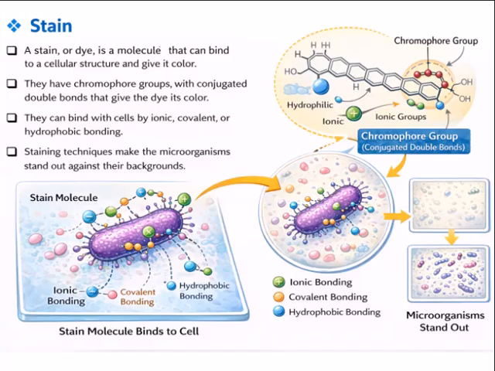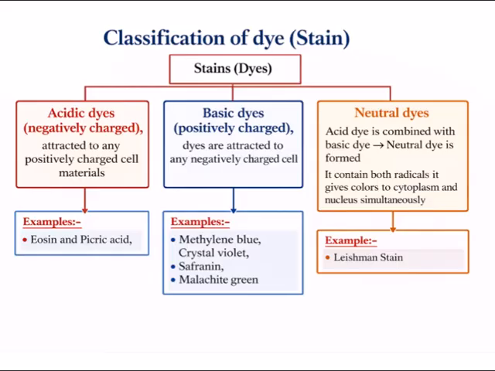The second one is covalent bonding, a strong chemical bond between the dye and a cell component, used in special stains, for example the flagella stain. And then we have hydrophobic bonding, which occurs between nonpolar regions of dyes and cell structures and helps stabilize dye attachment. And now we have the classification of stains.